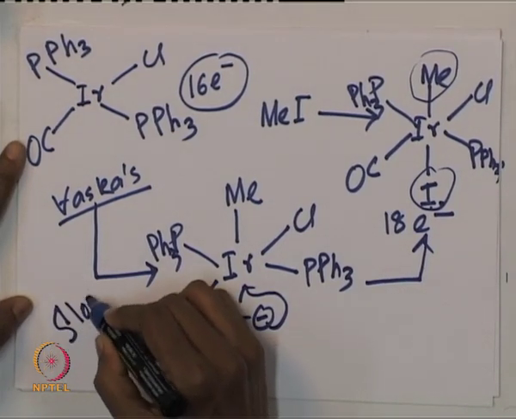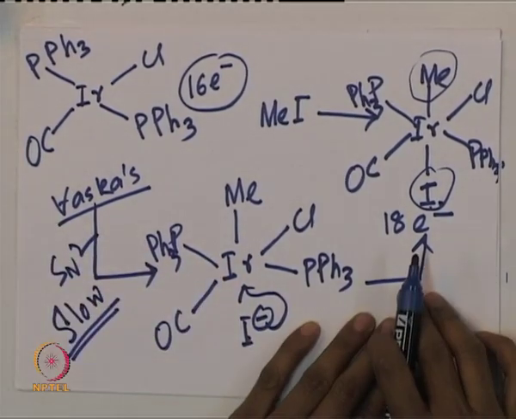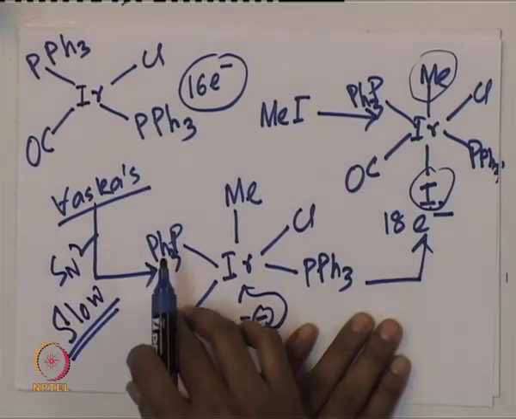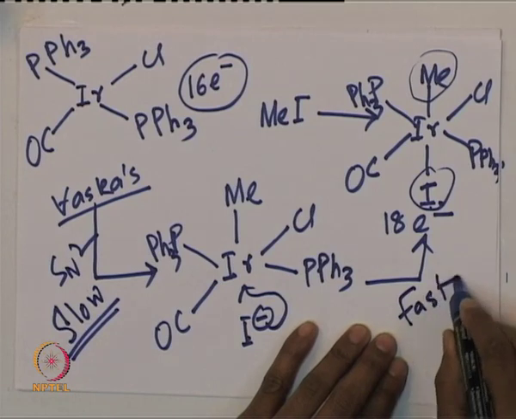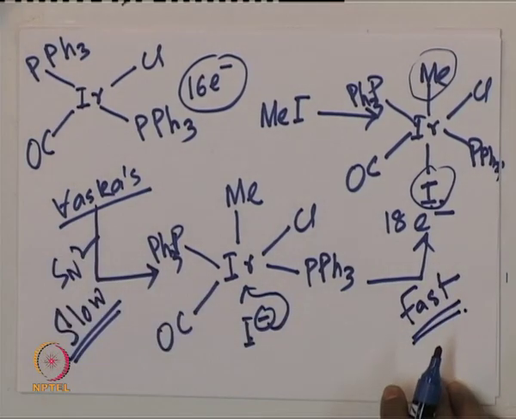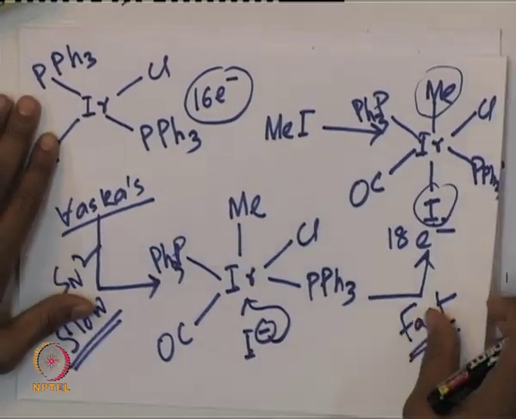Now, the first step, which is the attack of methyl iodide, is the slow step, and this is where the Sn2 reaction occurs. The second step, where iodide combines with the metal center, is the fast one. So a traditional Sn2 type of reaction mechanism will follow, and if you follow the reaction kinetics for this reaction of Vaska's complex with methyl iodide, you will get reproducible kinetics data.